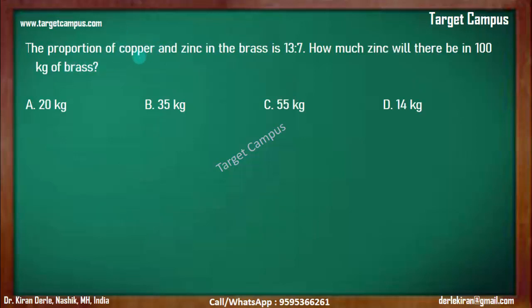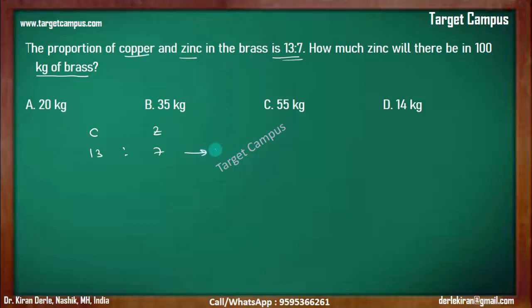The proportion of copper and zinc in the brass is 13 is to 7. The ratio of copper and zinc in the brass is 13 is to 7. How much zinc will there be in 100 kilogram of brass, right? So what is asked? 13 is to 7 is the ratio, right? How much zinc? This is the ratio of copper to zinc, right?